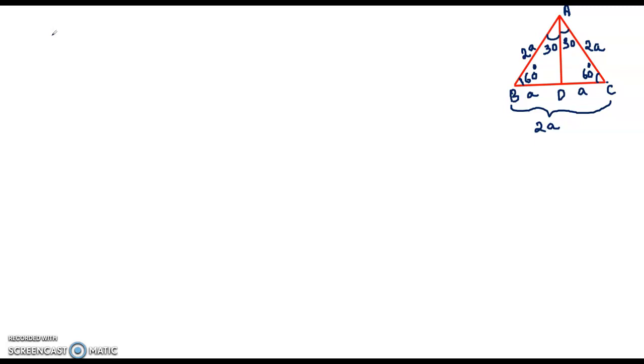Students, let us consider an equilateral triangle ABC. Look at the figure, triangle ABC with side 2A units. As we know that in an equilateral triangle, all angles are equal to 60 degree. So angle A equal to angle B equal to angle C equal to 60 degree, and side AB equal to BC is equal to AC is equal to 2A units.